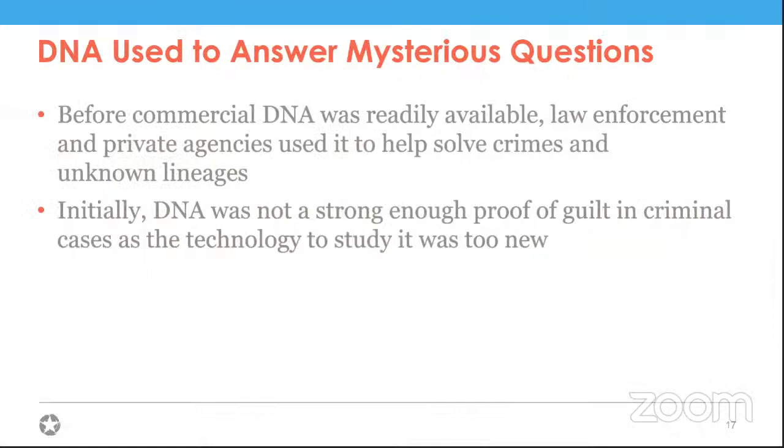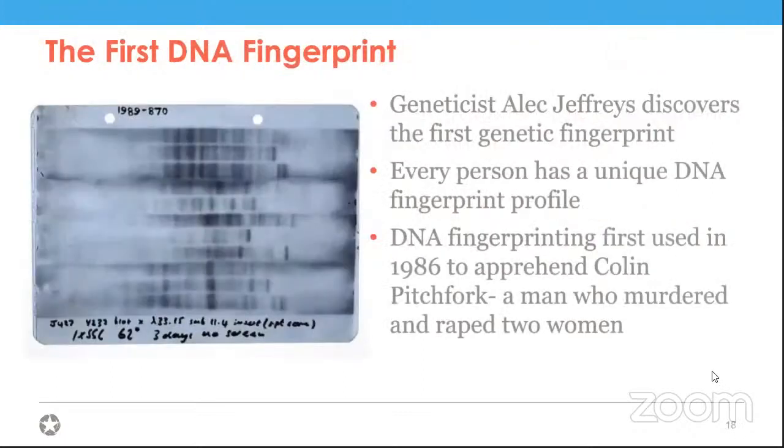Before commercial DNA was readily available, law enforcement and private agencies used it to help solve crimes and unknown lineages. Initially, DNA was not a strong enough proof of guilt in criminal cases, as the technology to study it was too new. However, the 80s ushered in a monumental breakthrough.